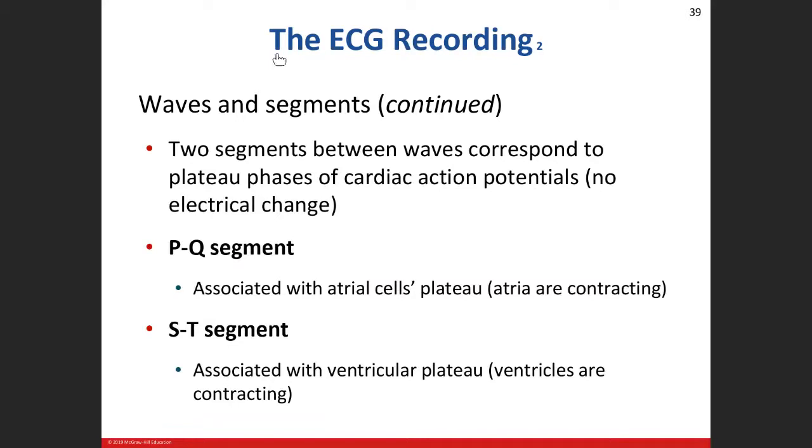So first of all, when we talk about segments, I want you to think of contractions. So keep that in mind. These segments are going to occur where? Plateau phases. Remember the plateau phases? So we're not going to see any change, for the most part, in the electrical current or charge there. So it'll be a flat line.